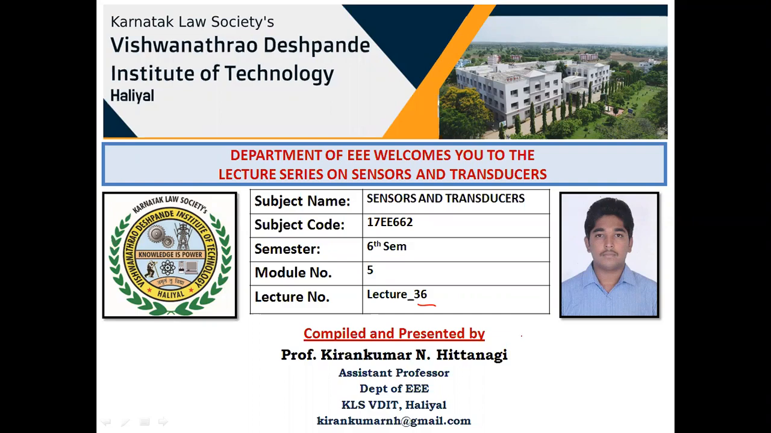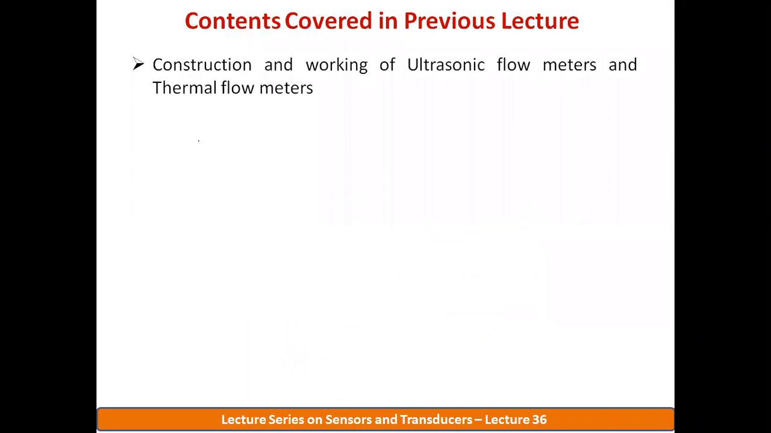So today we'll discuss Module 5, Lecture number 36. In the previous lecture, we have discussed flow measuring instruments such as ultrasonic flow meters and thermal flow meters. Basically these two transducers are used for measurement of flow rate of a fluid or a gas flowing in a closed conduit.